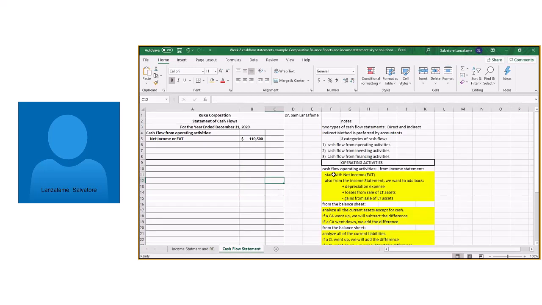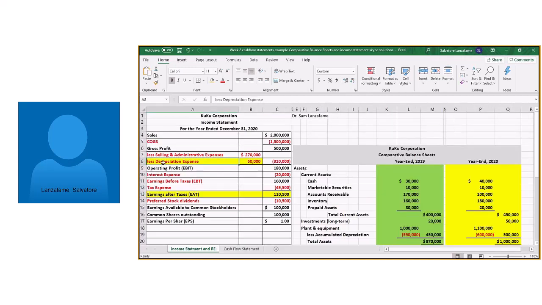So let's go back to our little notes. So it says start with net income, or EAT, under this operating activities section. And then it says also from the income statement, we want to add back any depreciation expense. So that's why I highlighted this one earlier. So if your income statement has depreciation expense, and it better, I don't know of any income statement that doesn't have that, because everybody typically needs some type of equipment to operate, but there's exceptions, of course. So depreciation expense, normally that's being subtracted from the income statement. That is a non-cash flow expense, so we're going to add that back.